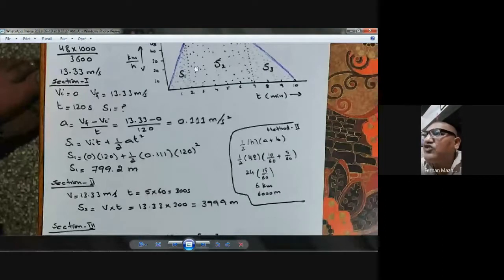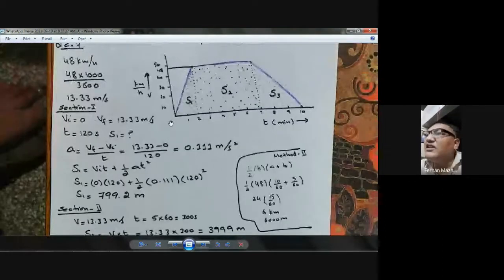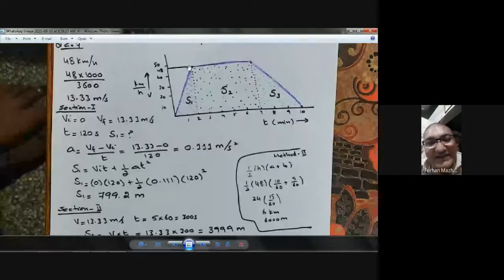In the first portion, the initial velocity was 0. The final velocity was 13.33 meter per second, and this took 120 seconds. So first of all, I calculated the acceleration. Then I applied the second equation of motion, S equals ViT plus half AT square, and I found the distance traveled in the first portion.